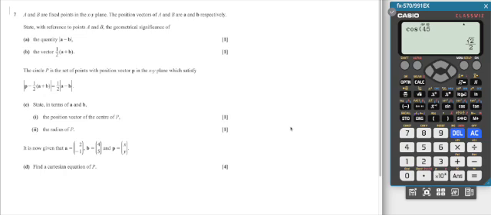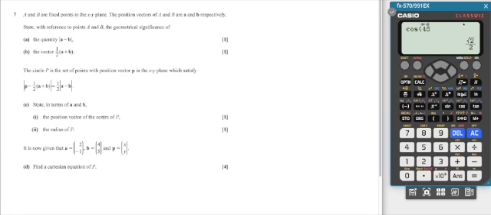Let's move it on. Question 7. There's a lot of words in this one. It's vectors. So A and B are fixed points in the plane. The position vectors of A and B are A and B respectively. So state with reference to the points A and B the geometrical significance of the quantity mod A minus B.